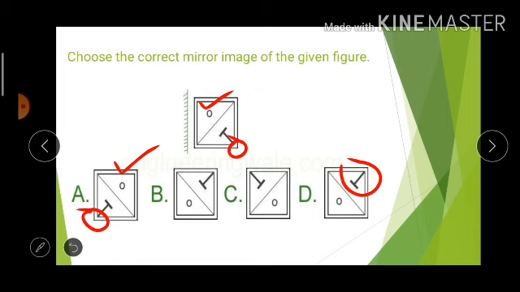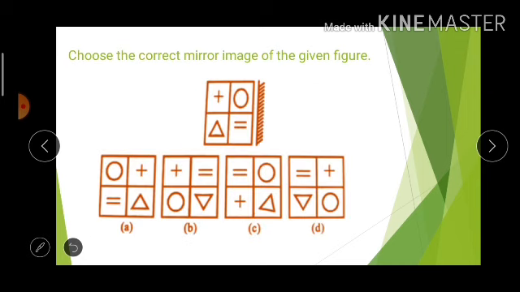The other sides every time, the top figure is a T. I want an O at the top. In mirror images, the top and the bottom are the same. Only left and right hand sides get changed, right? If you remember correctly, then A is the answer. All the other images are wrong.